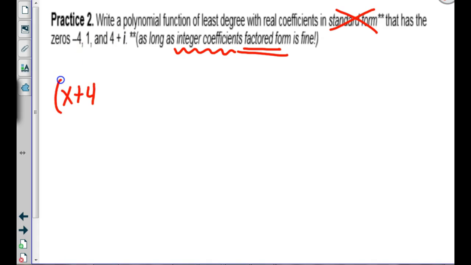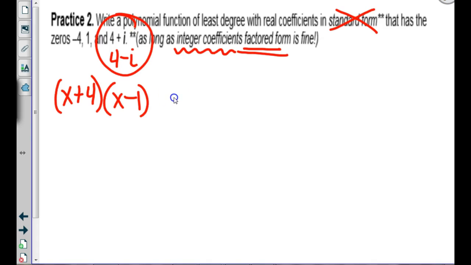X plus 4. Or 0 at 1 means we have a factor of x minus 1. 4 plus i means there's also a 0 at 4 minus i. Okay, so how are we going to write those as factors? We'd have x minus (4 plus i) and x minus (4 minus i).